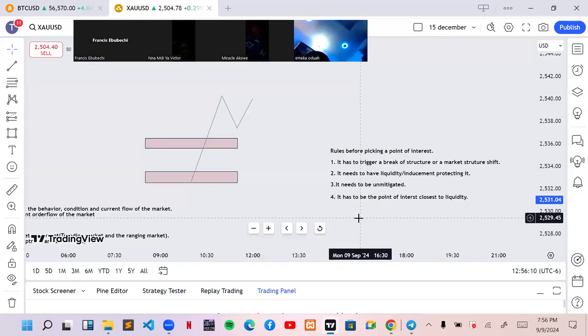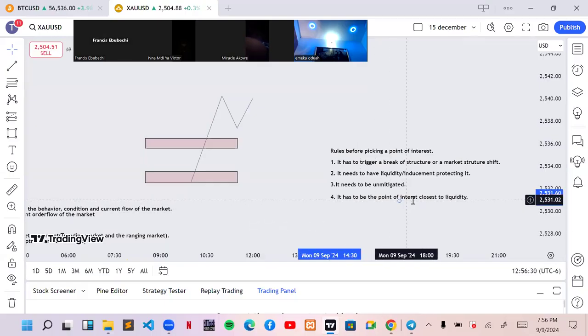If you look at all these rules and you follow them correctly, make sure you're getting these rules down, you can have an 80 to 90% win rate with this strategy. One, it has to trigger a break of structure or a market structure shift. Number two, it needs to have liquidity or inducement protecting it. Number three, it needs to be unmitigated. And number four, it has to be the point of interest closest to liquidity.